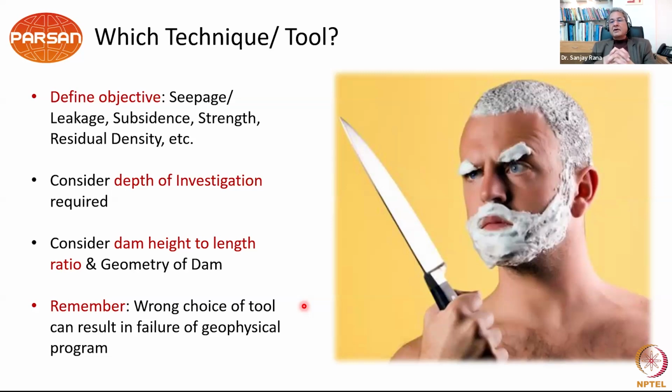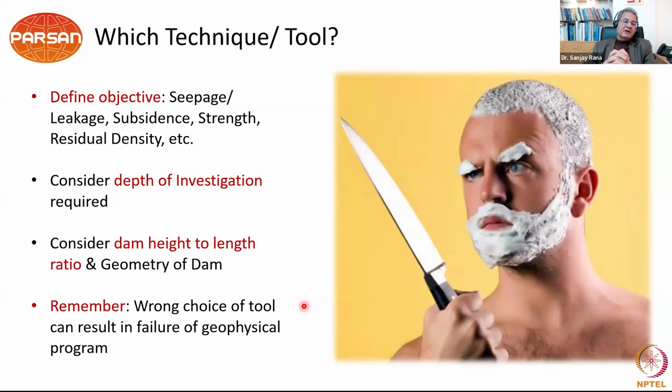This is another very important parameter to be considered because there are certain methods. For example, we talk about electrical resistivity imaging. As we go into detail of the method, you will understand that in electrical resistivity imaging, the depth of investigation is, let's say, 1/5 or 1/6 of the total spread length which you are able to put. So depending on the dam height to length ratio and the geometry of the dam, we have to decide which method is best to be used there.